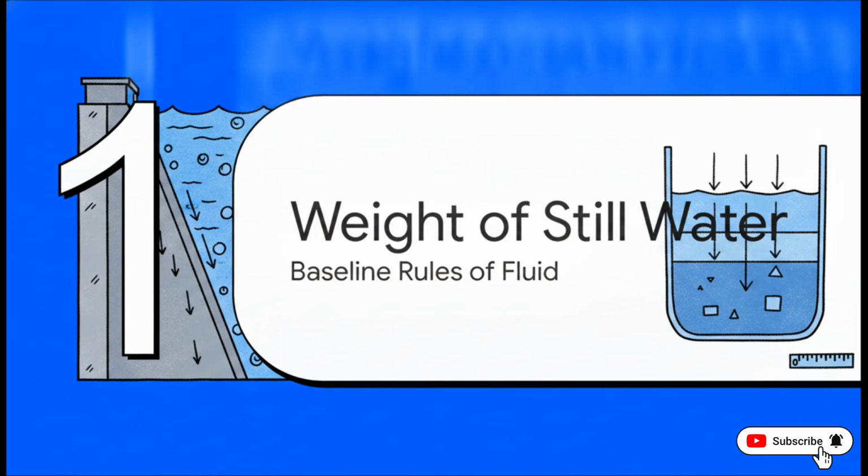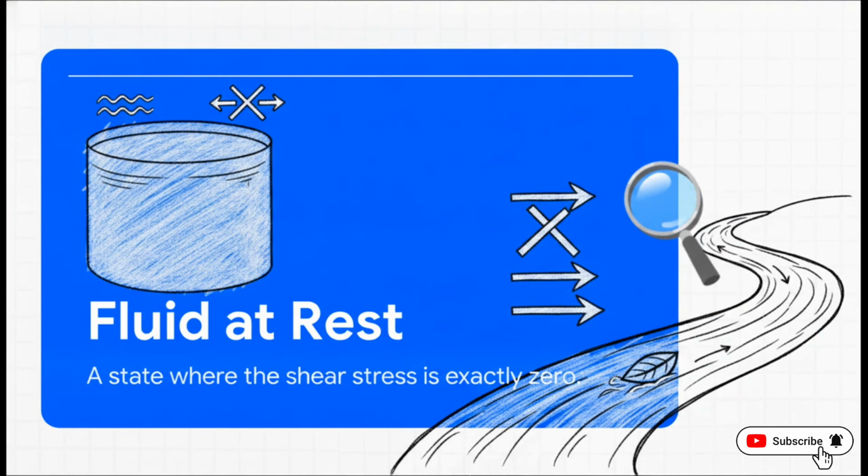This is where we establish the baseline rules. So, before we can even think about building a dam, we have to understand the absolute baseline rules of the fluid we're trying to contain. And it all starts with this fundamental definition. A fluid at rest is in a state where the shear stress is exactly zero.